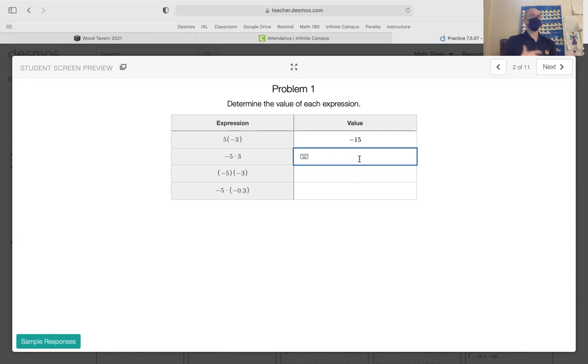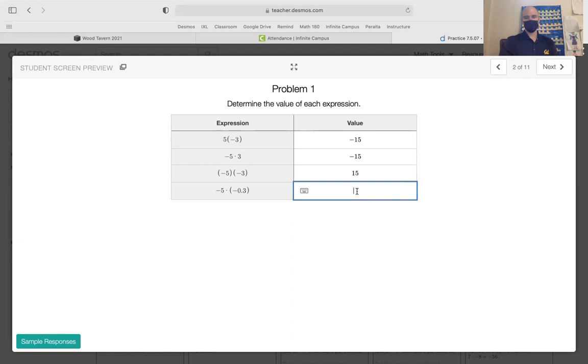Negative 5 times 3 has the exact same product as 5 times negative 3. Multiplication is what we call commutative. Doesn't matter which order we multiply, we still get the same answer. Negative 5 times negative 3 is also 15. This time the answer is positive, as a negative times a negative is positive.